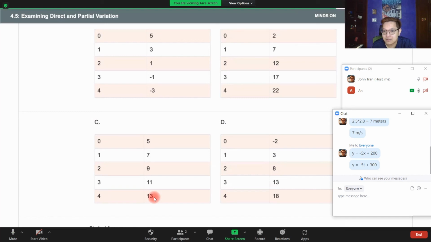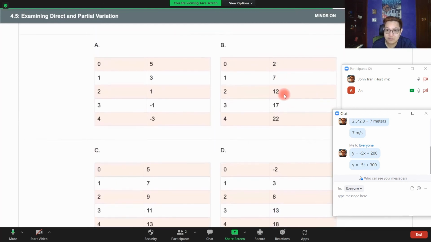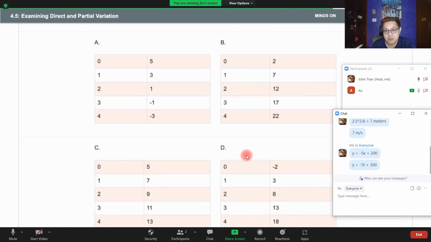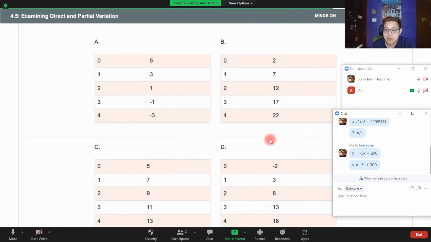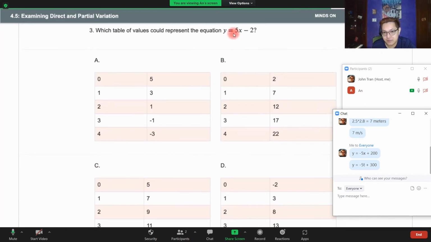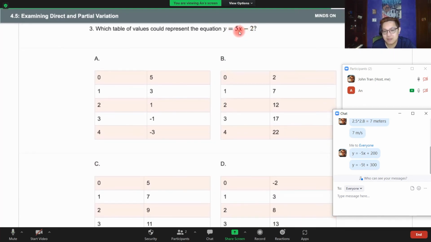Yeah, which is not what the equation represents. For B, for example, 2, 7, 12, 17, and 22, actually a difference of 5. So now we have only B and D left. But then, once you try the first value of x equal to 0 in there, it doesn't result in -2 like the equation represents, right?